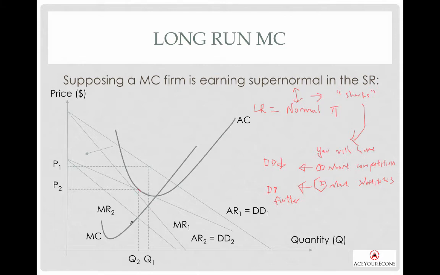So in this case, based on your new profit maximizing output and price, you will realize that based on the new MC equals to MR2, the 2 actually comes into the picture already. Based on your new average revenue and marginal revenue, you will find your new profit maximizing point, and your new profit maximizing price and output. And when you try to draw the diagram, you will be earning normal profit here.